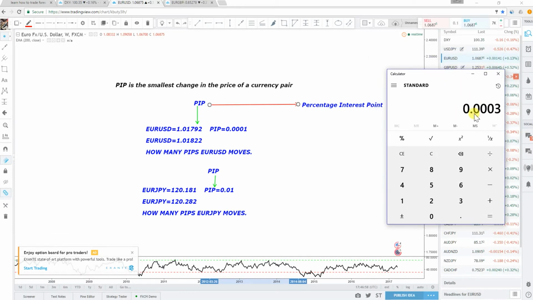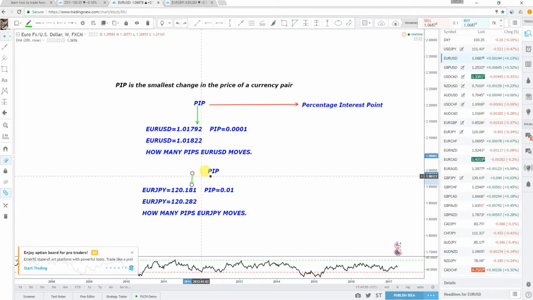If you want to apply this to the other type of the pip, sorry, I made a mistake here also, just adjust this. In the currency pairs that have Japanese yen in it, the pip is the second number behind the comma. It's 0.01. This number 8 represents the pip in this example. So 0.01, not 0.0001. This is for the other type.